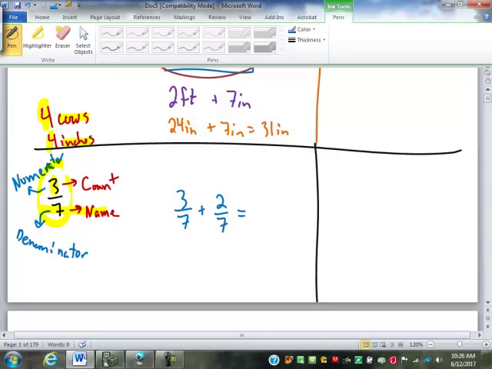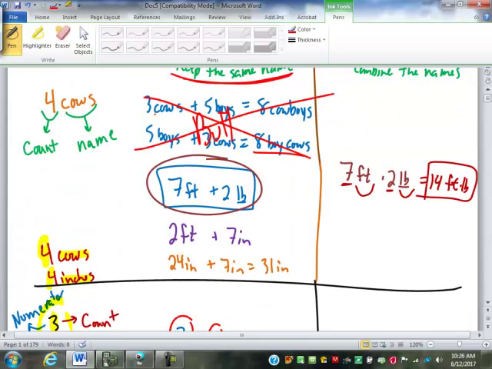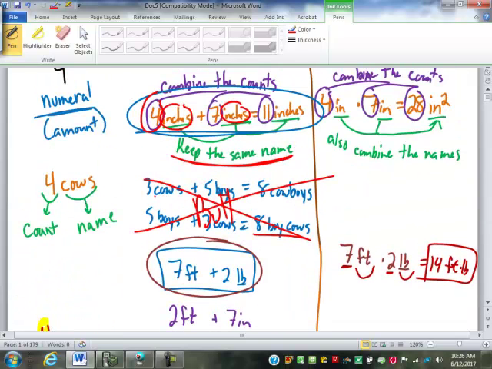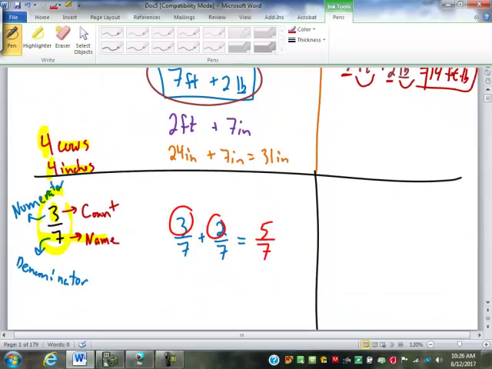And then that same 3rd grade teacher told us that when you add fractions, you combine the numerators and you keep the common denominator. So adding the numerators, 3 plus 2 is 5, and keeping the common denominator, again, it's not a new process for fractions. That's how we add any number. We combine the counts, and we keep the same name. It's the same process.